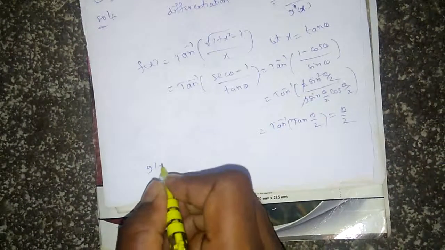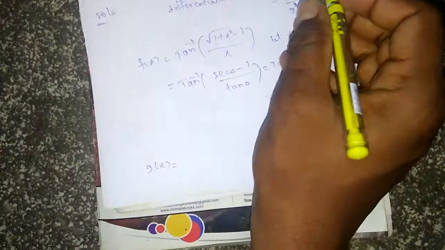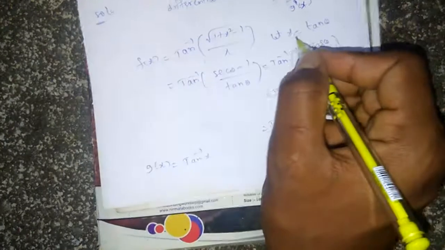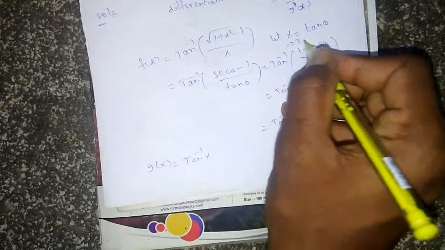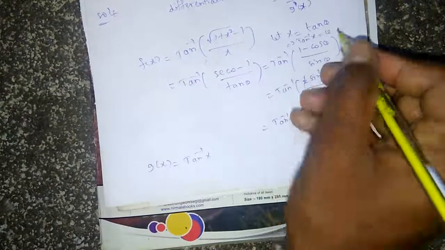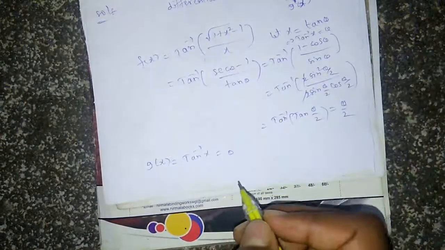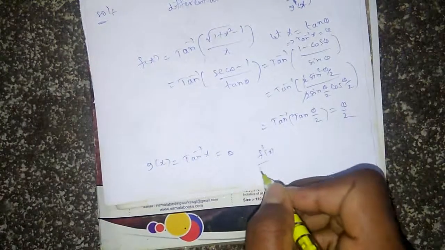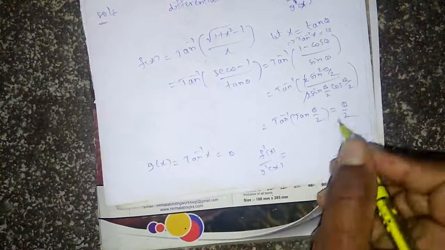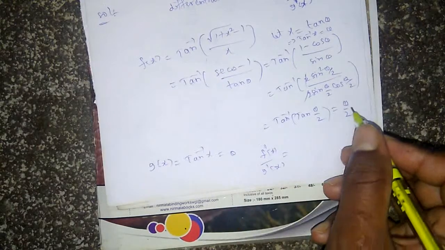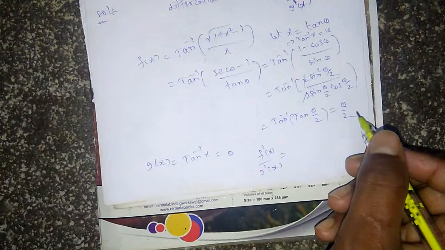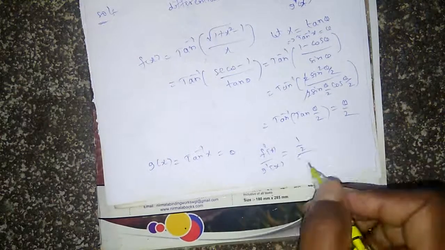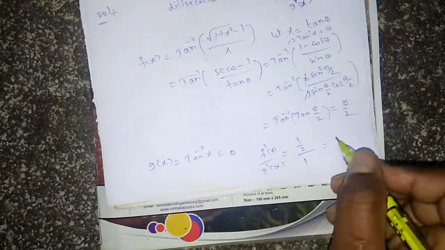Similarly g of x is equal to tan inverse x, so we took tan theta is equal to x, therefore tan inverse x will be equal to theta. So f dash of x by g dash of x is equal to theta by 2 by theta. Here we differentiate with respect to theta, both are in terms of theta. Differentiation of theta by 2 is 1 by 2, by differentiation of theta is 1, so that is 1 by 2.